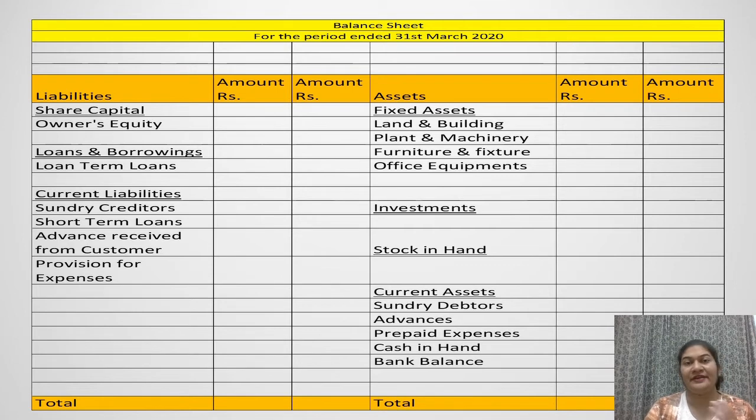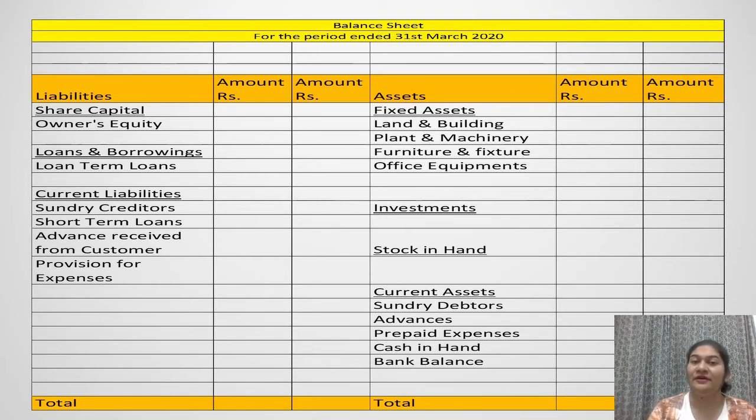Whatever share capital was invested or whatever funding you got, from that, first and foremost thing any organization will do is buy some assets. It can be in the form of building, it can be in the form of plant and machinery. So these are your assets. The company owns these assets.